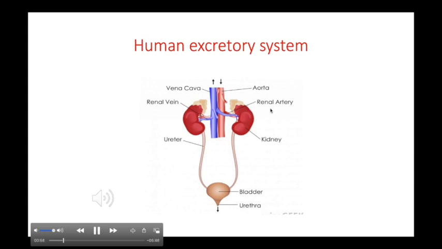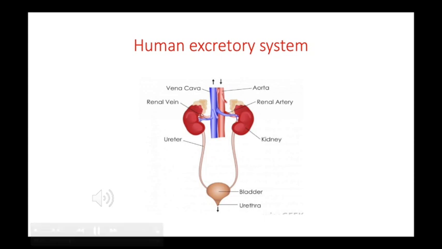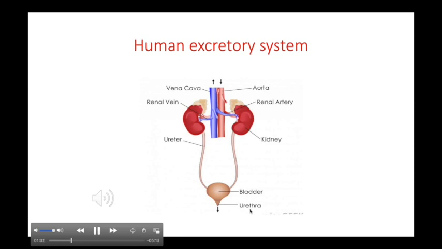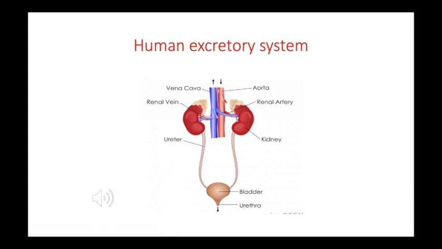Renal artery contains blood with high urea concentration. Renal vein, the blue one, contains blood with lower urea concentration. Ureter supplies urine from the kidney to the bladder, and the function of the bladder is to store urine, about 500 cm³, before it is expelled from the body. And the last part of the human excretory system is the urethra, which carries urine from the bladder to the outside.